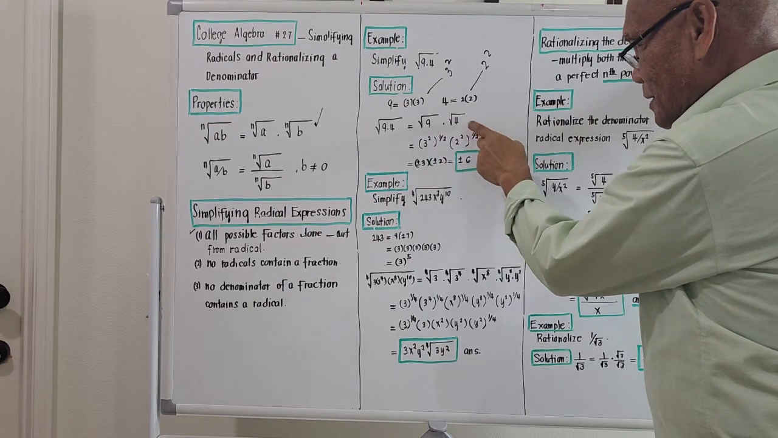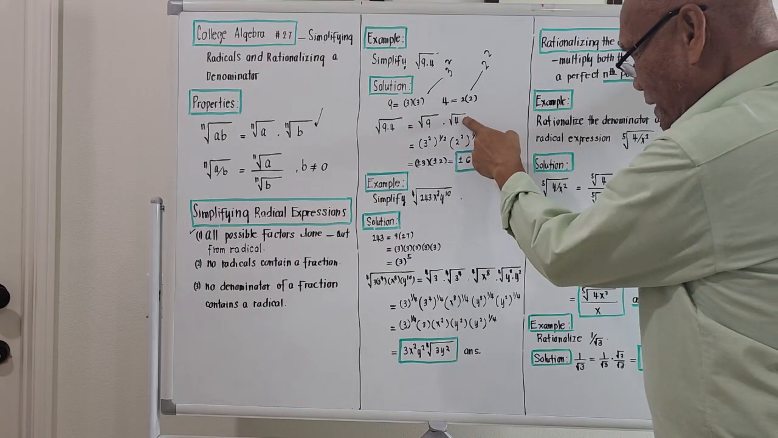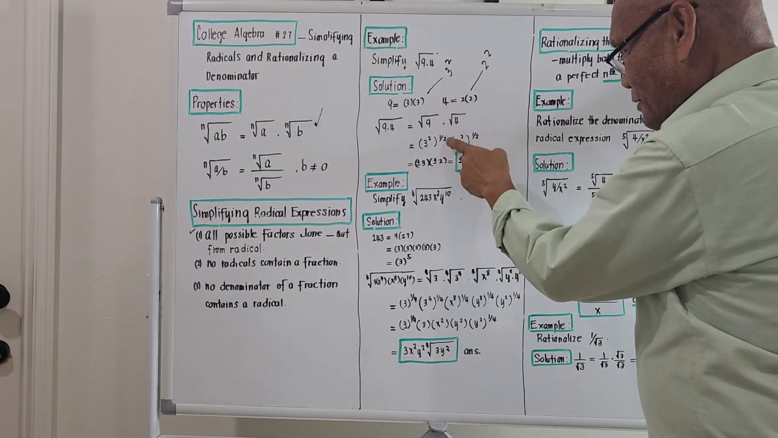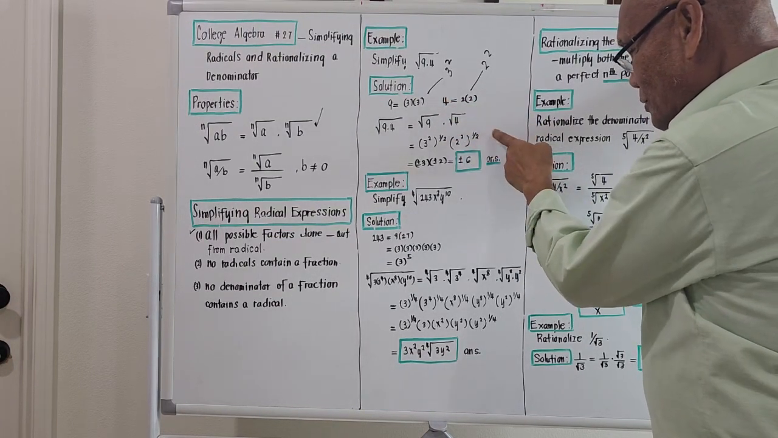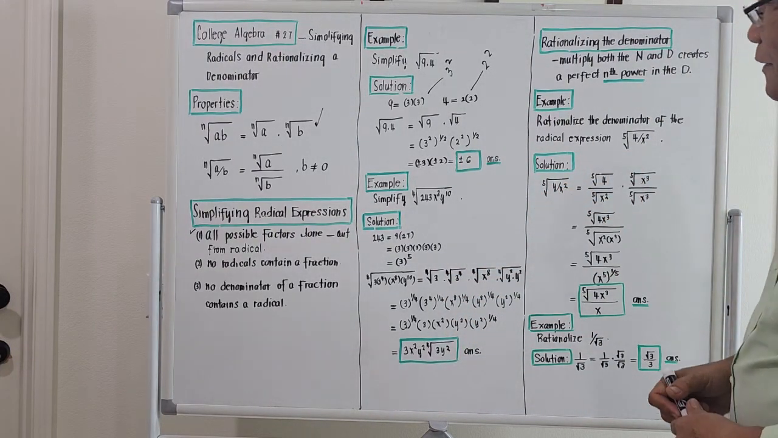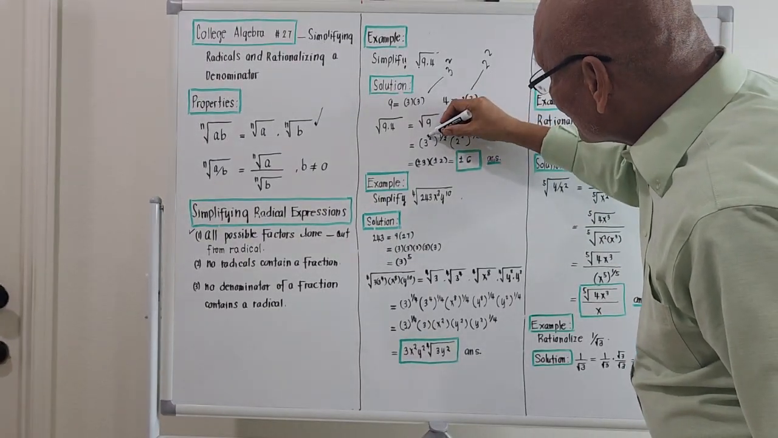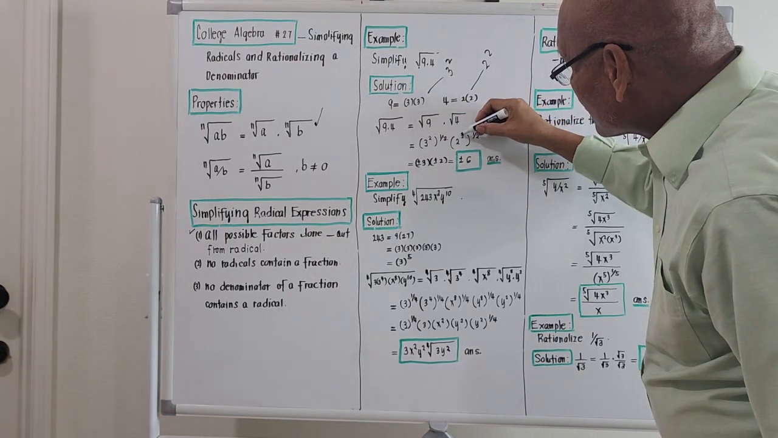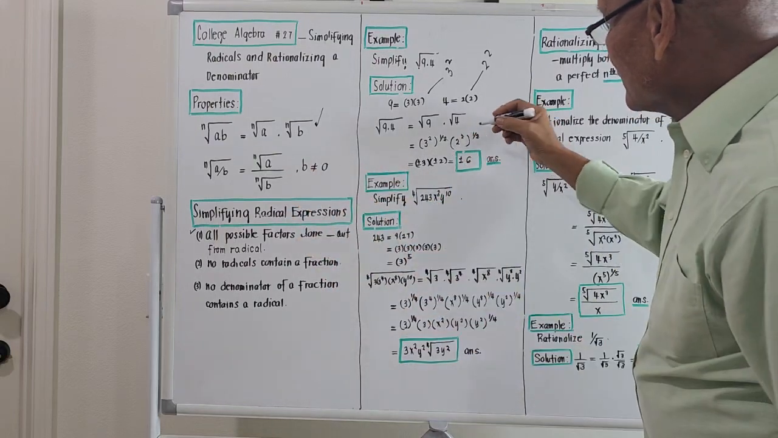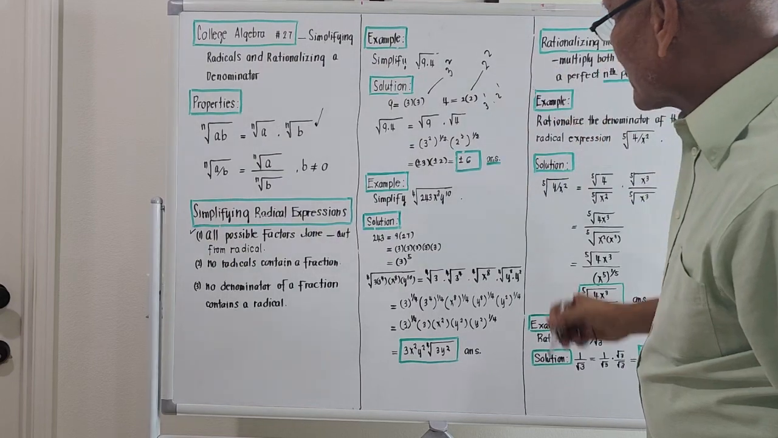Times 4 can be written as 2 squared, again raised to 1/2, because this is a square root. Square root is actually raised to the 1/2. Then we use the so-called laws of exponents. 2 times 1/2 is 1, so these two cancel with this, and these two cancel with this. After the cancellation, the exponent of 3 is actually 1. This is times 2 raised to the first power.